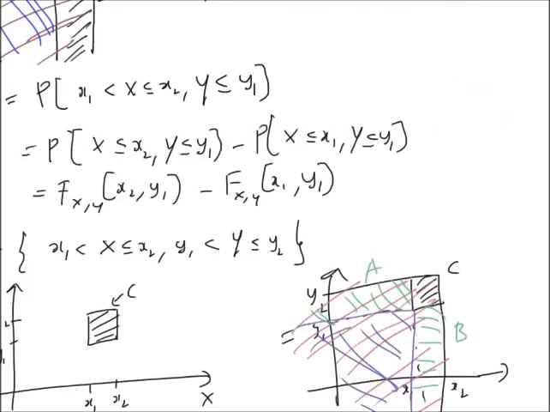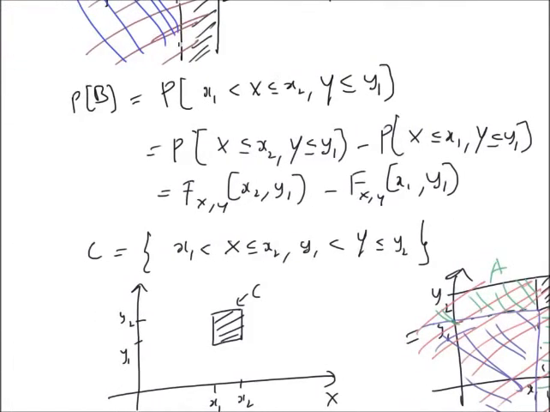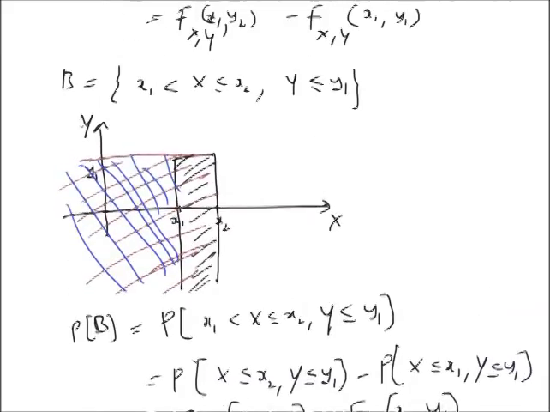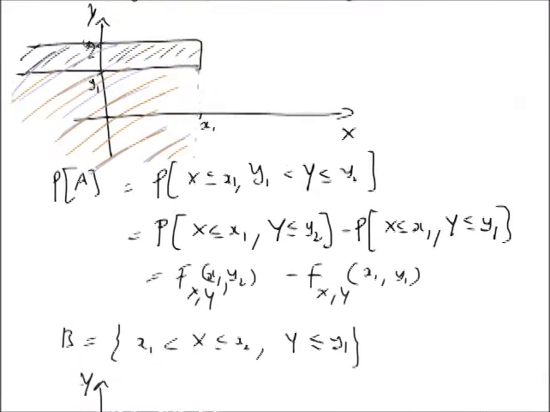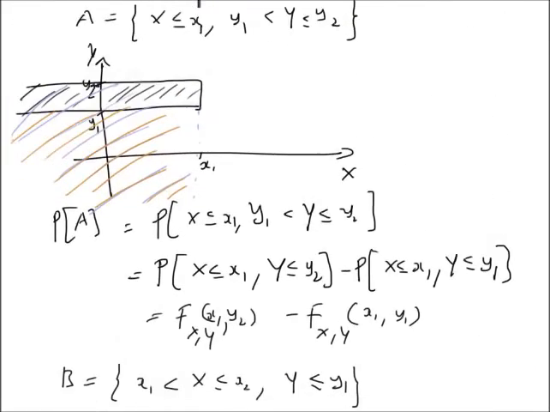So in summary, in this short video, we learned how to represent an event in the Cartesian coordinate plane, that is in the XY plane, and also use that information to calculate the corresponding probabilities in terms of the joint CDF.